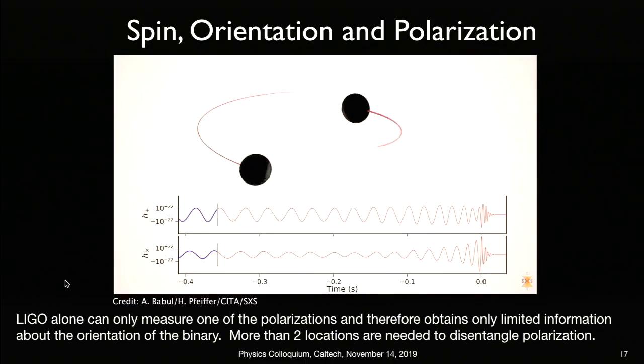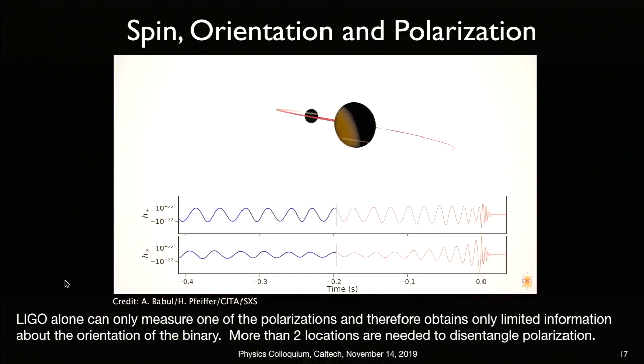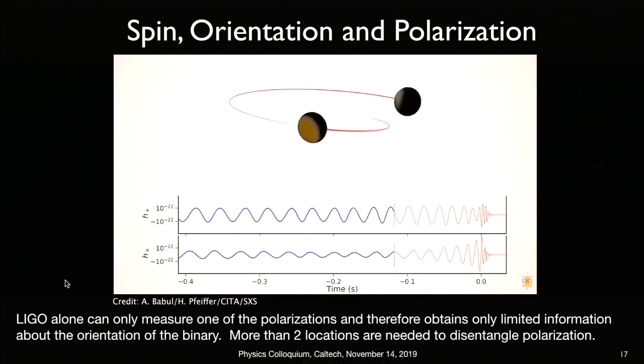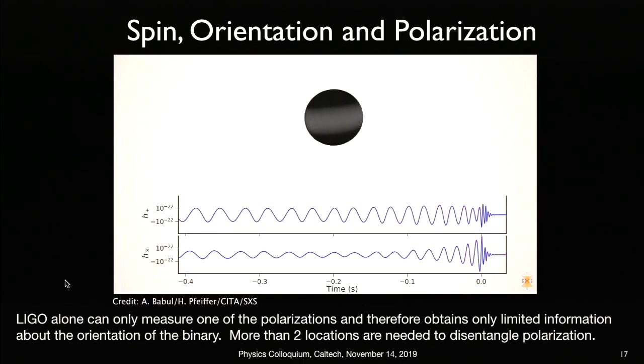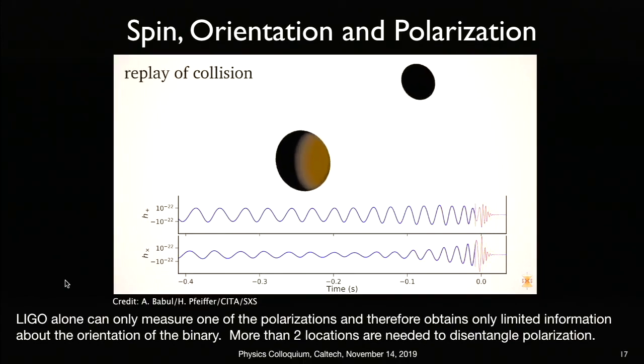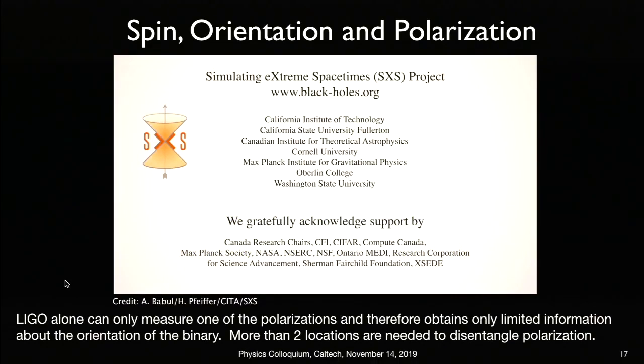The second set of pictures down here are the two polarizations, the plus and the cross polarization, which are fundamentally different. Once we start having spinning systems and a wobbling plane, it becomes important to disentangle the polarizations to be able to say something more about the precessing nature of the system. With two detectors, we are not able to deconvolve the polarizations of the system. This is one of the reasons why we need a network with more detectors.